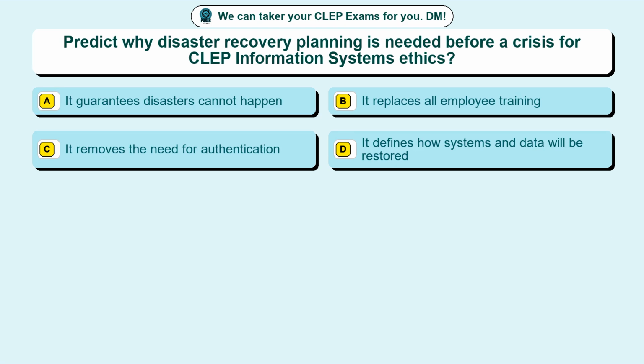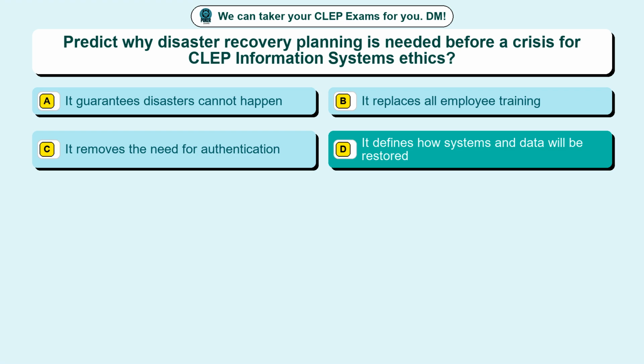Question 49. Predict why disaster recovery planning is needed before a crisis for CLEP Information Systems ethics. Option A. It guarantees disasters cannot happen. Option B. It replaces all employee training. Option C. It removes the need for authentication. Option D. It defines how systems and data will be restored.